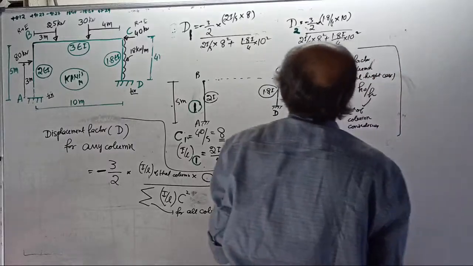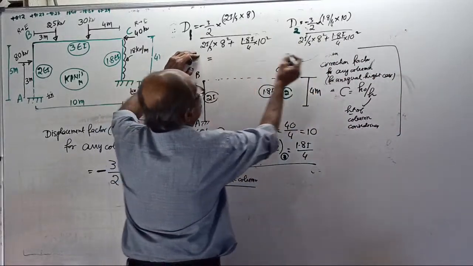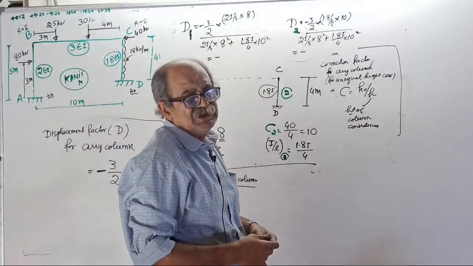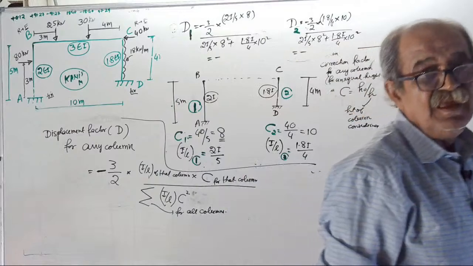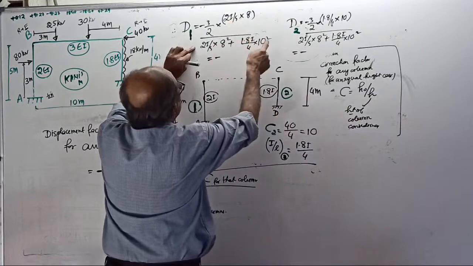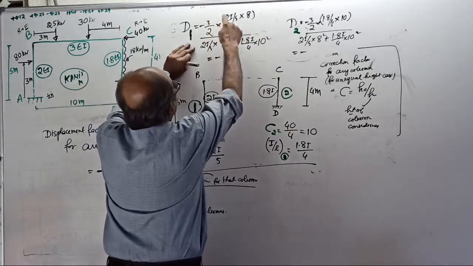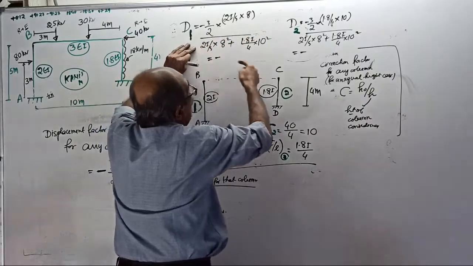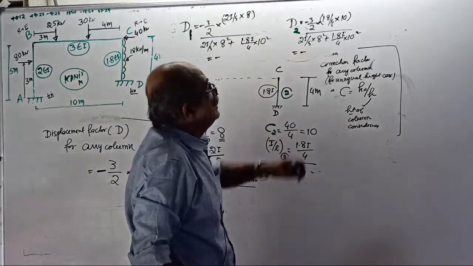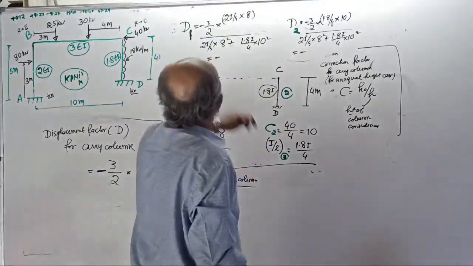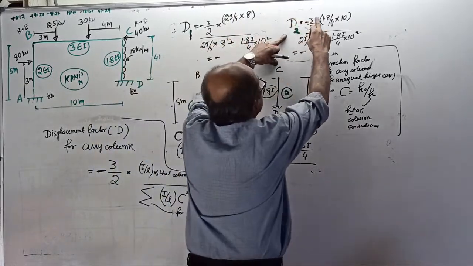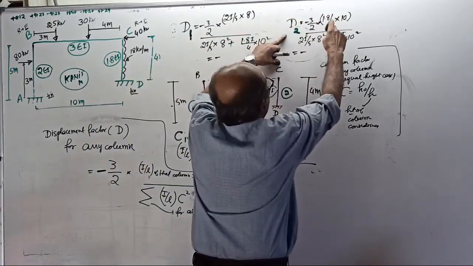Tell me the answer. First column answer. Take your calculator. See, your I will cancel. I is cancelling. Minus 3 by 2 into, first you do one thing. First you calculate the denominator. Store in memory. Then minus 3 by 2 into this number, divide by memory.